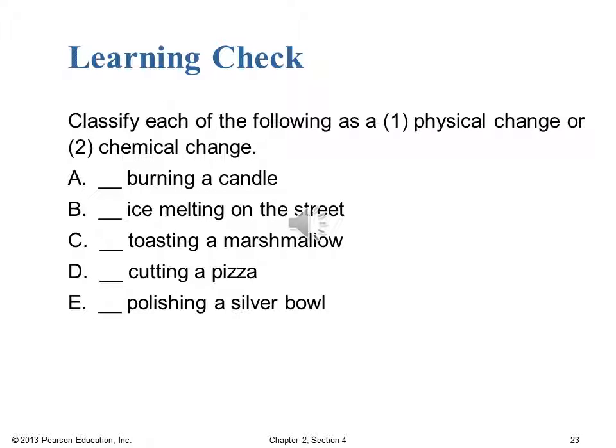Alright, so it seems like a good time, as we're wrapping this chapter together, to take a moment for a learning check. So in this learning check, we're going to classify each of the following as 1, physical change, or 2, chemical change. So A, burning a candle, B, ice melting on the street, C, toasting a marshmallow, D, cutting a pizza, and E, polishing a silver bowl. So go ahead and put a 1 if you think that process describes a physical change, or put a 2 if you think the process describes a chemical change. Go ahead and pause the video now if you need to, otherwise we'll take a peek and see how you did.